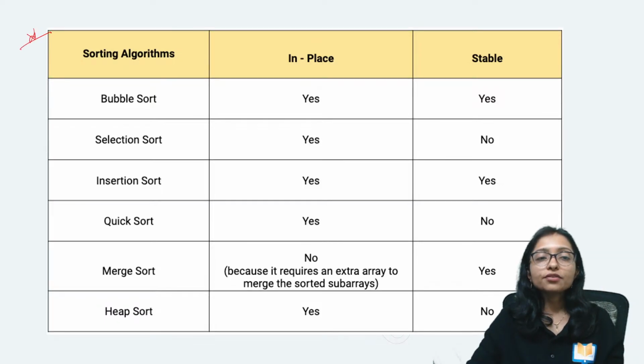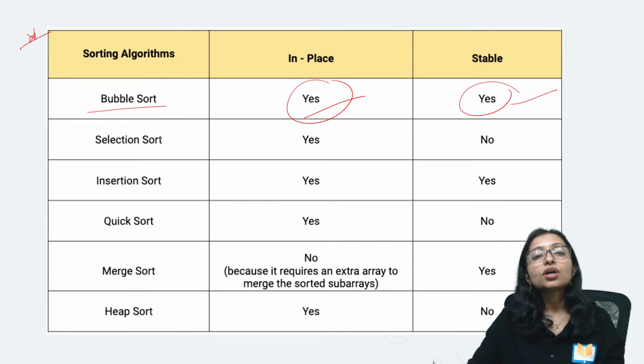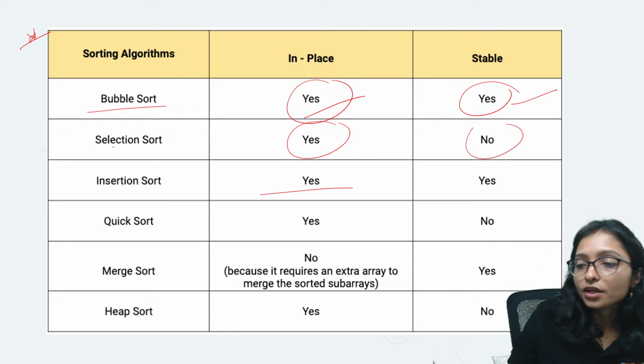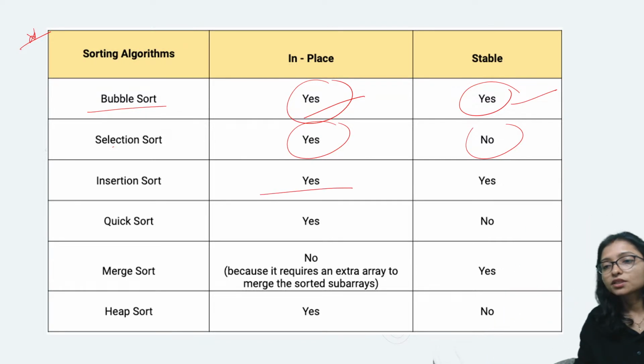Here is your quick revision chart. Bubble sort: in place, yes, and stable also. Selection sort: in place, it is not stable. Insertion sort, just go through it quickly so that you can remember.